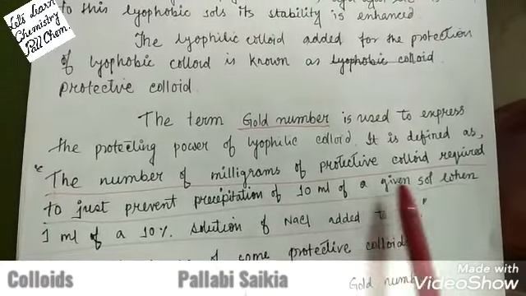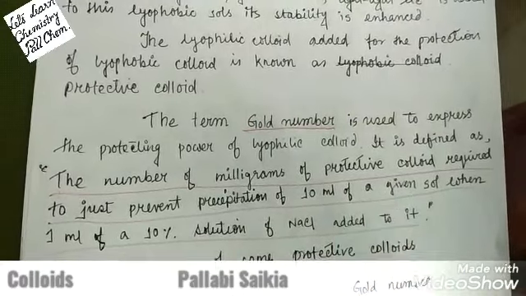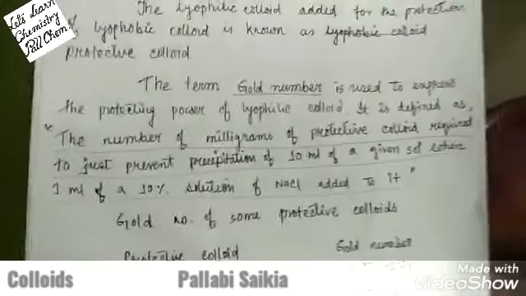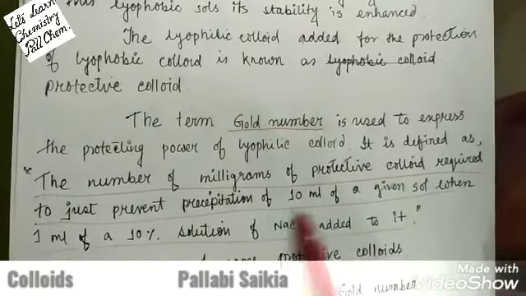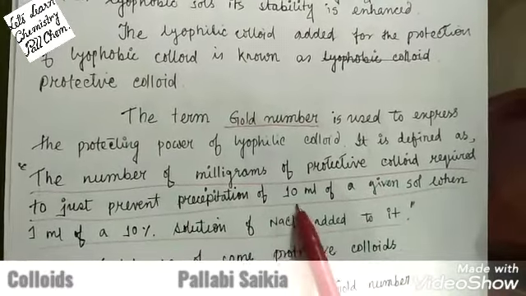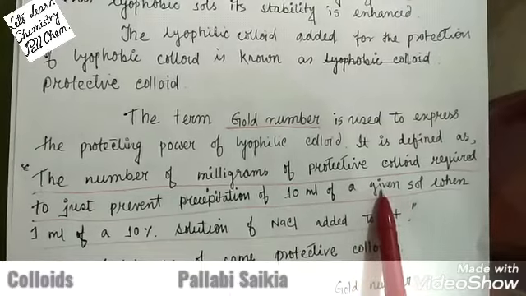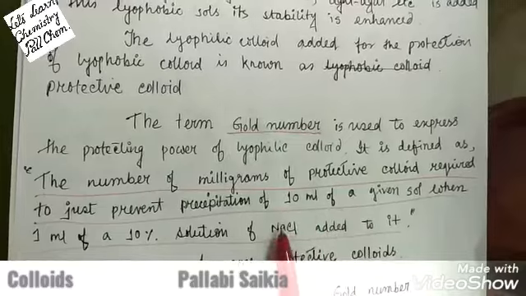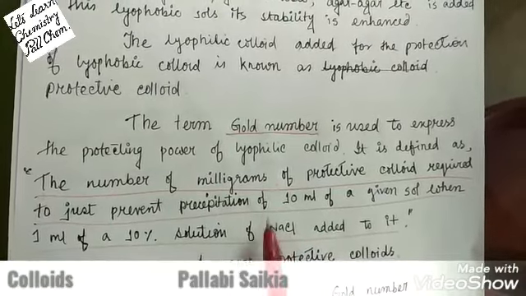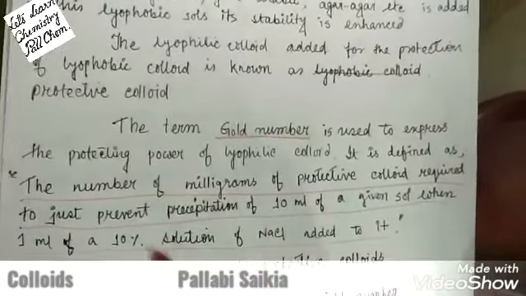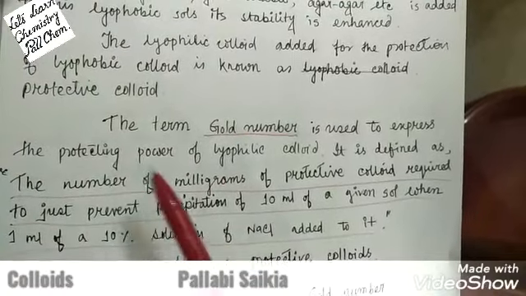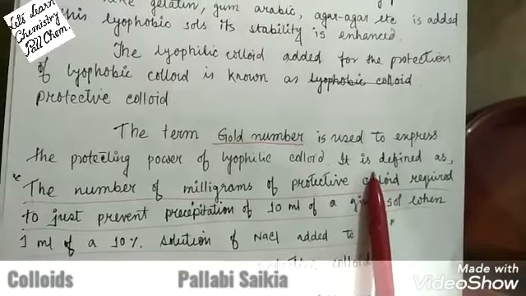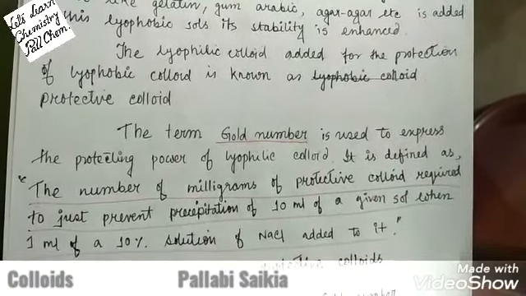of 10 ml of the given sol, when 1 ml of the 10% solution of sodium chloride is added to it. Suppose we have 10 ml of lyophobic colloid where 1 ml of 10% solution of sodium chloride is added. This electrolyte is added from outside, so it will precipitate. Now to protect this from precipitation, how many milligrams of lyophilic colloid are required? This is the gold number.